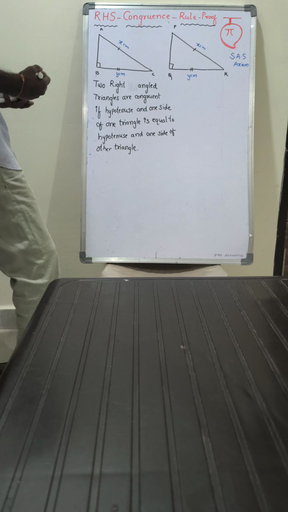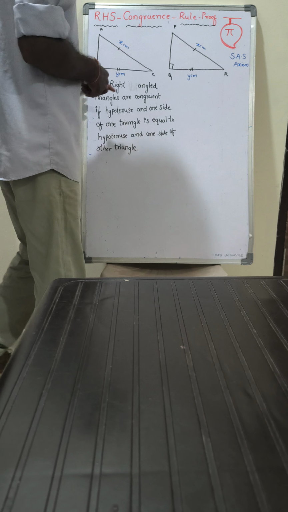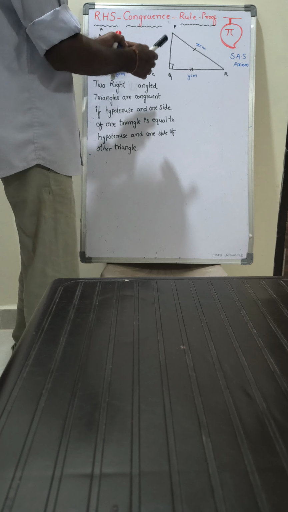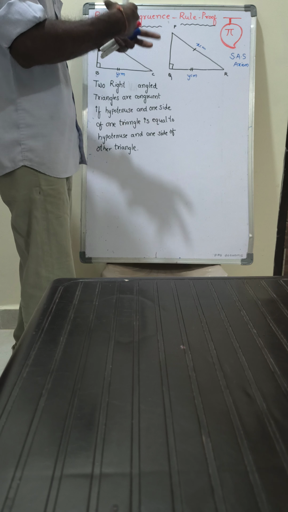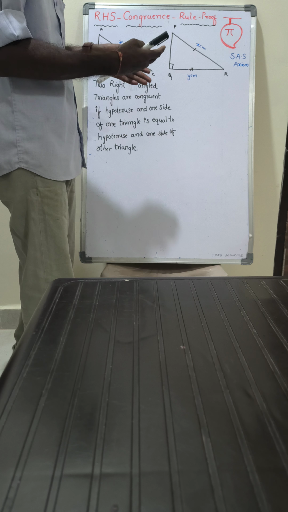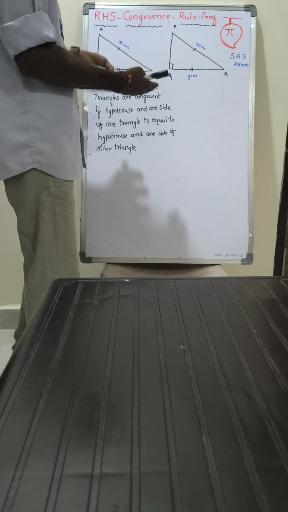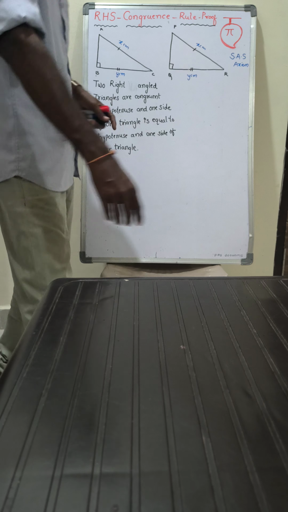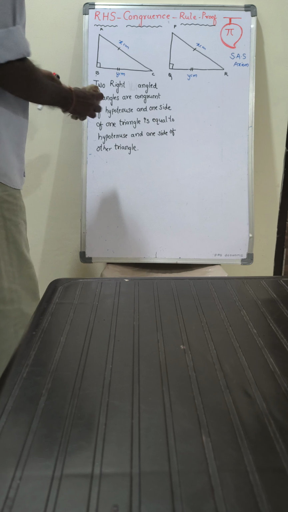Okay, so first, to prove any theorem, we need a procedure. First we need to write the given things, next we need to write the required to prove, and third we need to write the construction, if it is required. Later we need to write the proof. So I am going to remove this statement and write all those points.